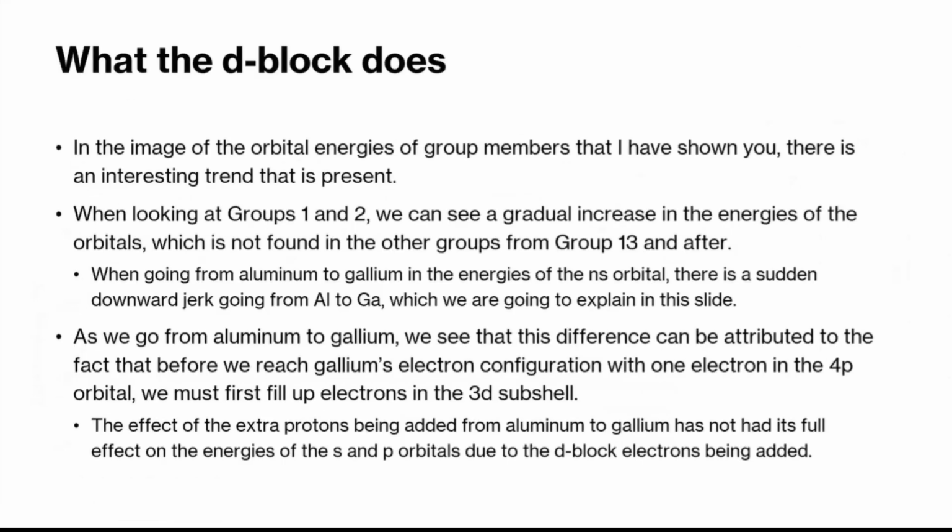This is simply because if you look at the periodic table, in the electron configuration of gallium, there are 3d electrons being added. And the effect of those extra protons being added from aluminum to gallium has not had its full effect on the energies of the s and p orbitals, due to those 3d electrons being added to the electron configuration. So that's our explanation for that sudden downward jerk from aluminum to gallium.